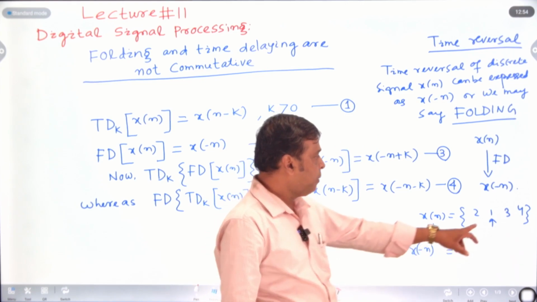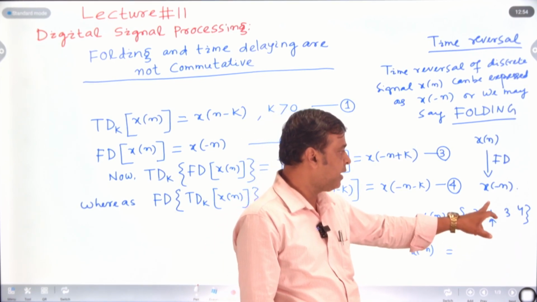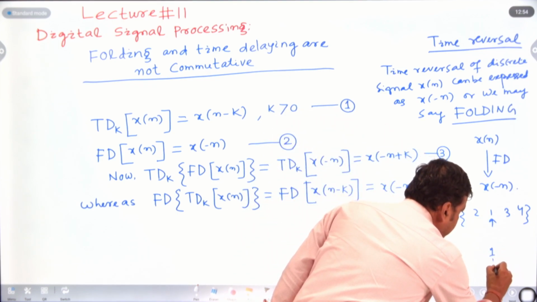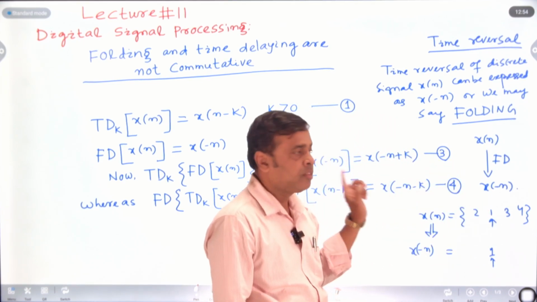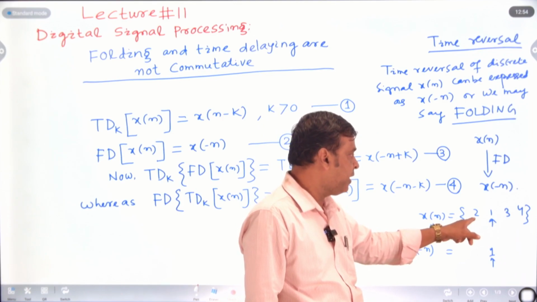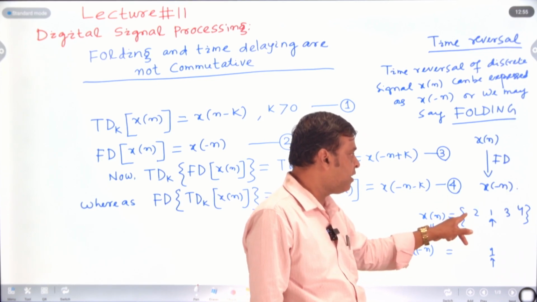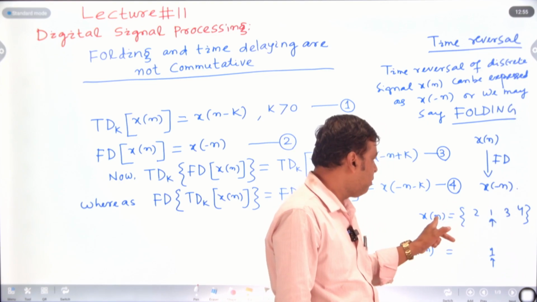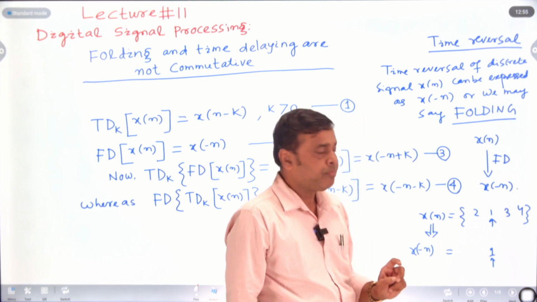Whatever is at n equal to 0, indicated by this arrow mark, will be constant. And on the left side of this arrow mark, the sample value at n equal to minus 1: x of minus 1 is 2. For n equal to minus 2, x of minus 2, there is no value. Similarly on the right, n equal to 1, x of 1 is 3, and n equal to 2, x of 2 is 4.